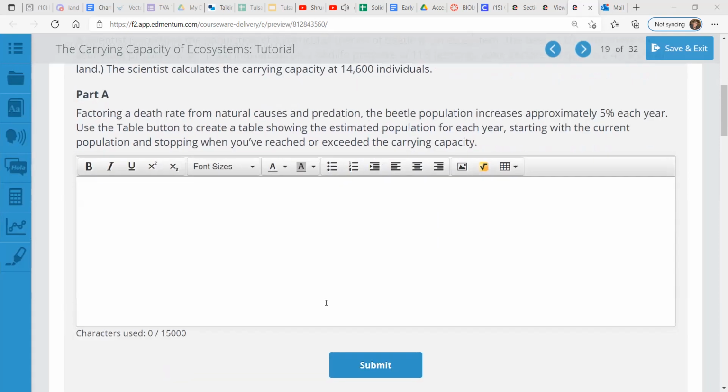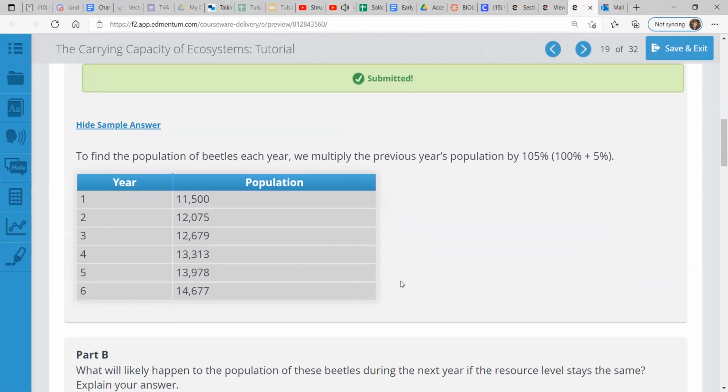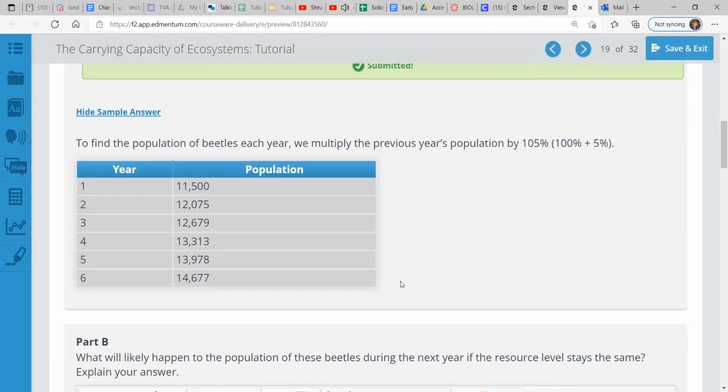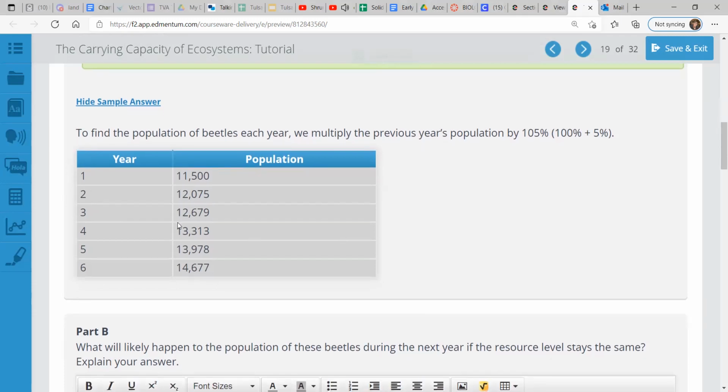So that's that. But in part A, we're going to create a table, and it'll look like this. And to get each number, you're adding 5% to each population. So you're taking 11,500 and adding 5% of 11,500. That gives you 12,075. Then you take 12,075 and you add 5% of that number. Okay? And then slowly it's getting closer and closer until it's over the carrying capacity here. So that's 6 years later.